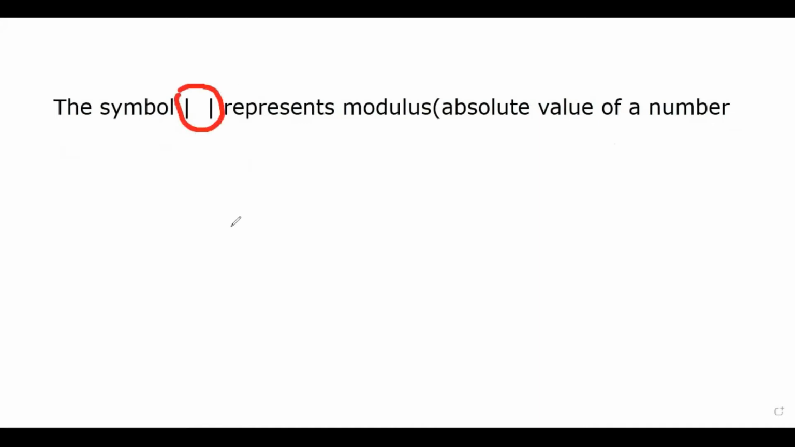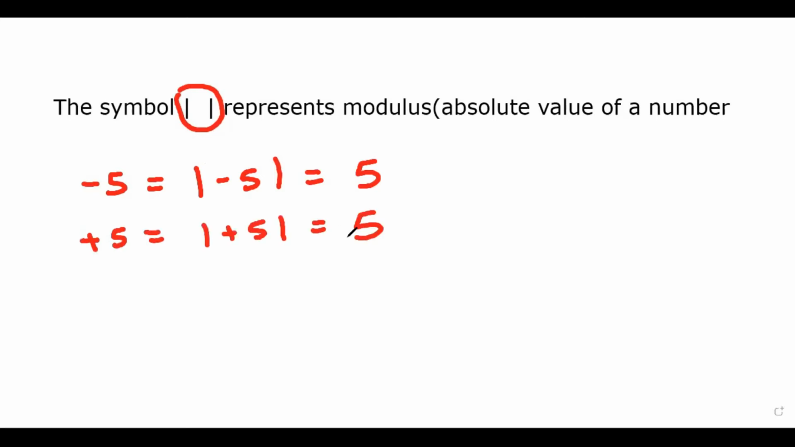So for example, let's say we have again -5. If we find the modulus of -5, that would be equal to 5 itself. If we have +5 and we find the modulus of +5, it is also 5. So what that is saying is the modulus gives you the numerical value itself.